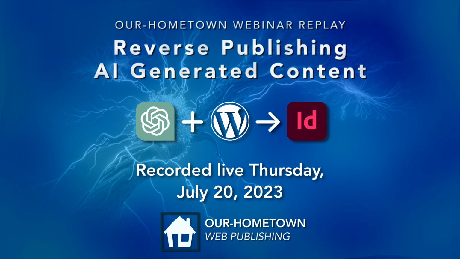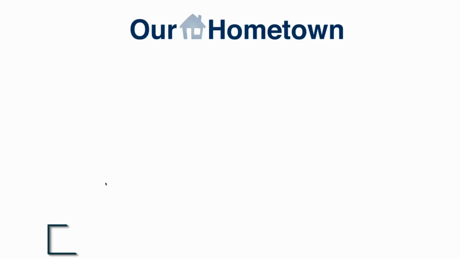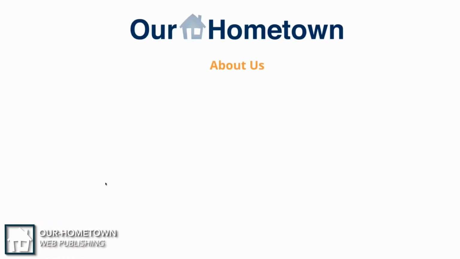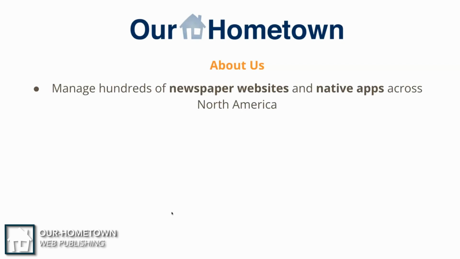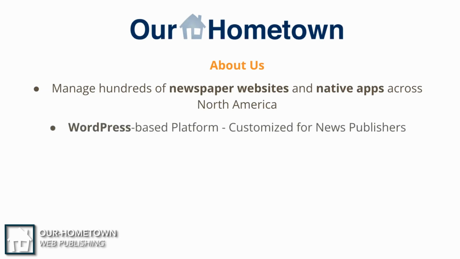So with that, I want to just switch it over to some quick background on Our Hometown. I know we've got a lot of customers on with us today, so you all are familiar with us, but also a lot of new faces. So I just wanted to give you some background on where we're coming from with this. We manage newspaper websites, hundreds of newspapers, I think it's about 300 now across North America. We also do native apps. And we're really working with community newspapers, a lot of weeklies. And it's all on a WordPress-based platform. So we'll be talking about that today. That's our frame of reference for everything.